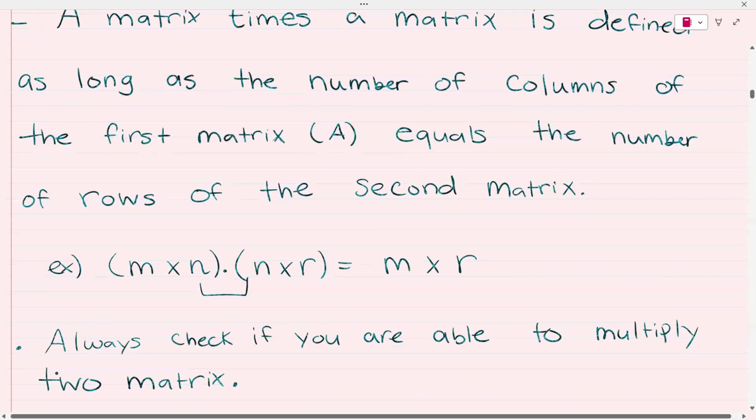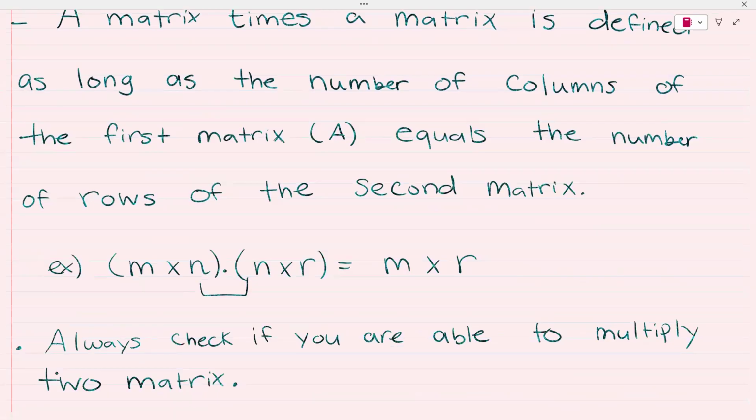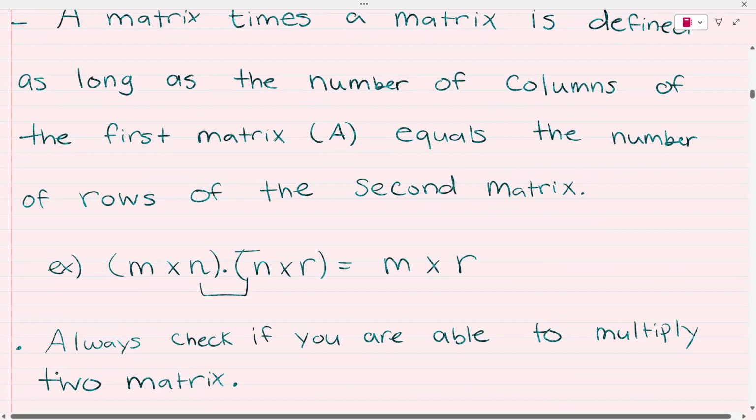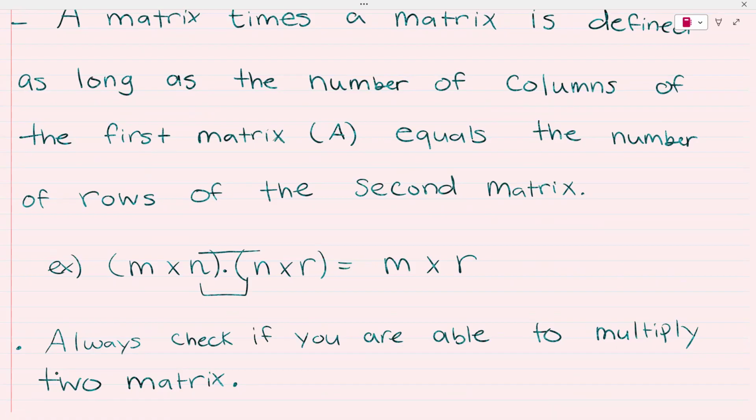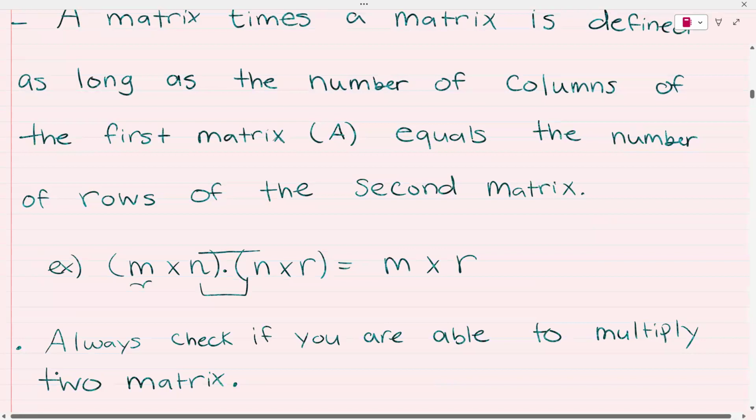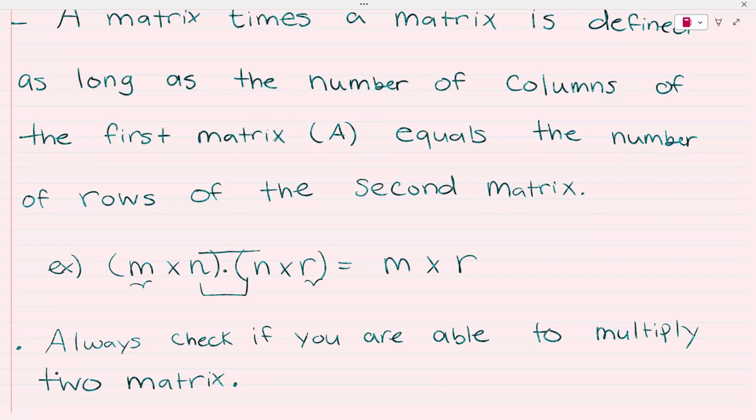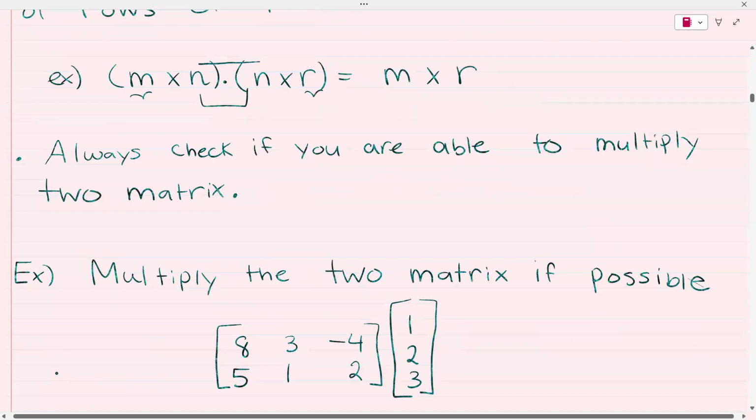So what does that mean? Let's say you have an m by n matrix, and then you have another matrix that is n by r. These two numbers have to be the same. If they're not, you can't multiply those two matrices. And then your final outcome will be expressed as m by r, so this number times this number. So always check if you are able to multiply two matrices.